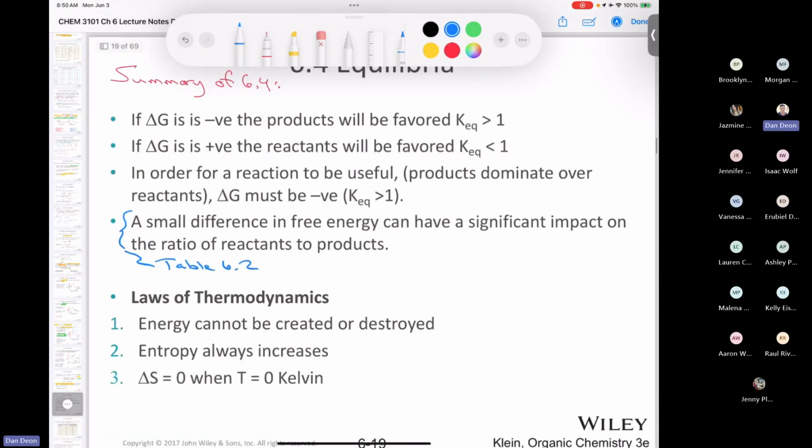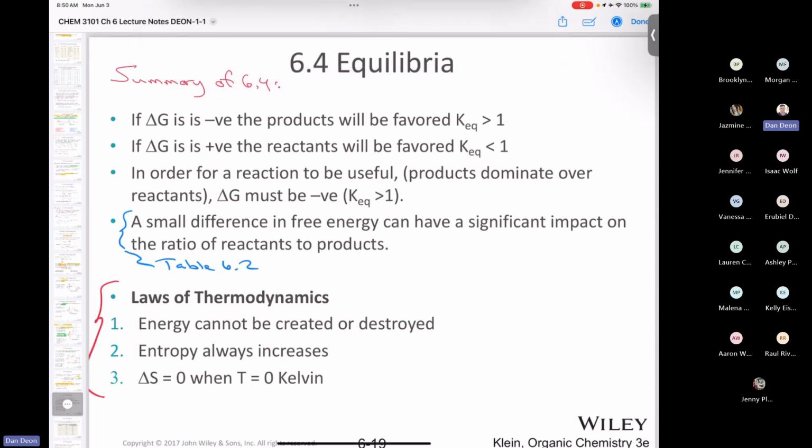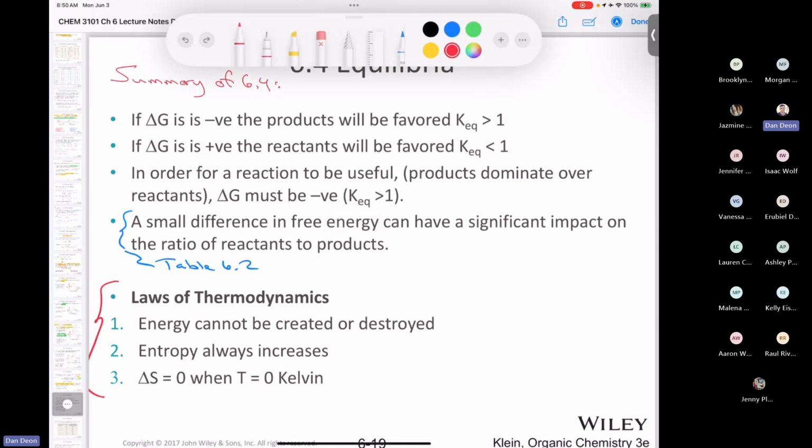Also, I penciled in here the laws of thermodynamics. If you've forgotten them, it's not a bad idea to know them. The first one is the law of conservation of energy: it can't be created or destroyed. Then entropy always increases in a spontaneous process. And this one isn't really pertinent. The last one, and I guess it's always pertinent, but we don't talk about it a lot, is that the only time entropy is zero is at 0 Kelvin, which is a theoretical temperature anyway. But anyhow, let's move on from there.